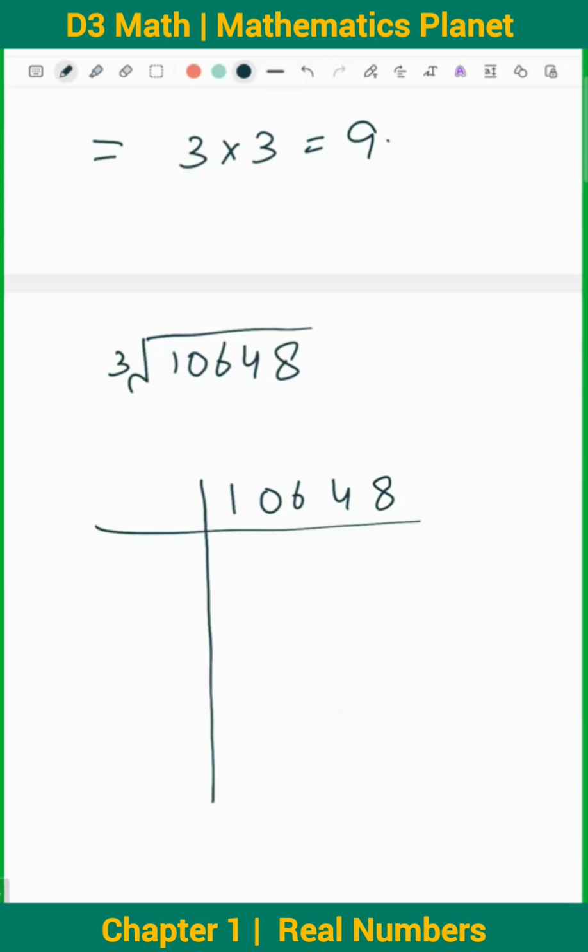Done, students? If you follow the prime factorization, the cube root of this number you will get is 22. Very good. 22.